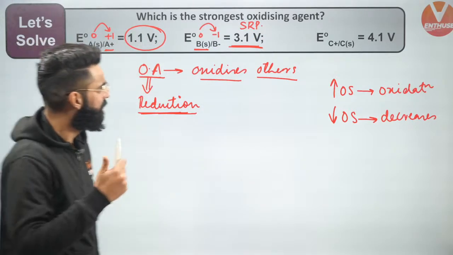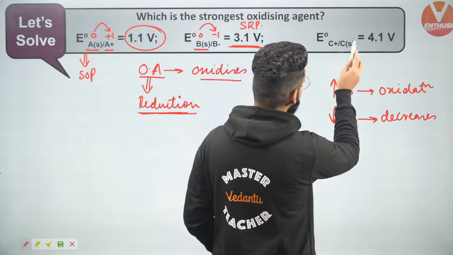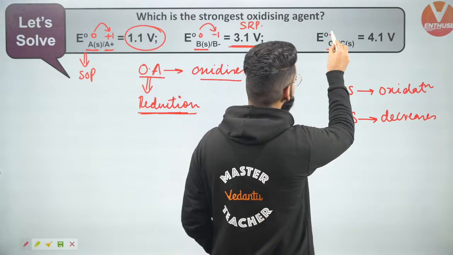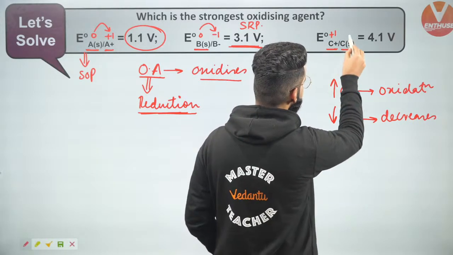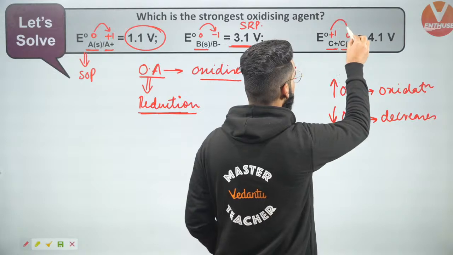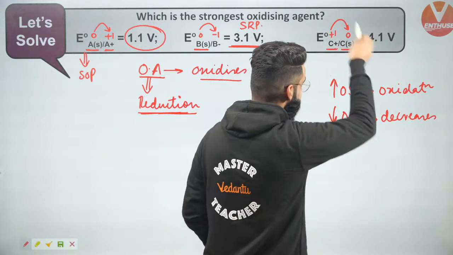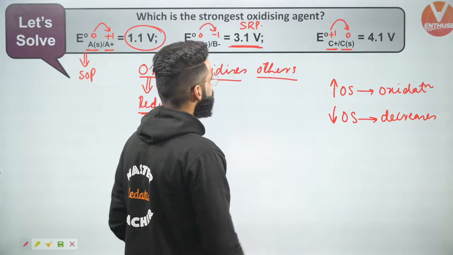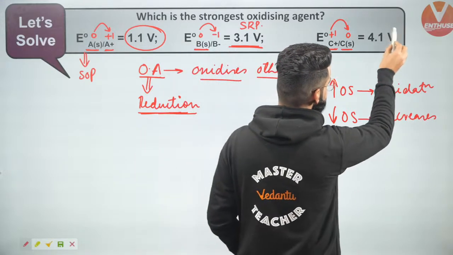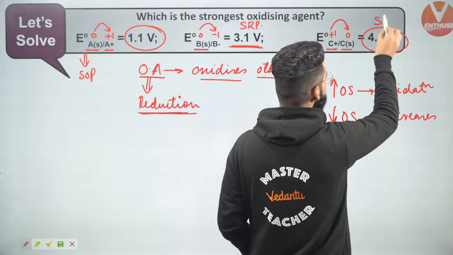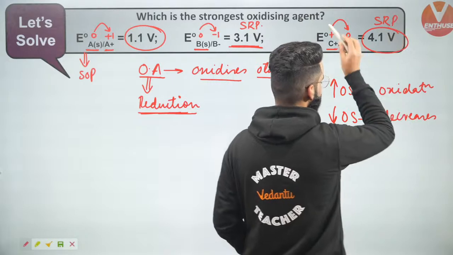Similarly, guys, if you check this one, the charge present on this C is +1. The charge present on the C right here is 0. So can I say the oxidation state of C is decreasing? A decrease in the oxidation state is what we call reduction. So this is again your standard reduction potential value of electrode C.